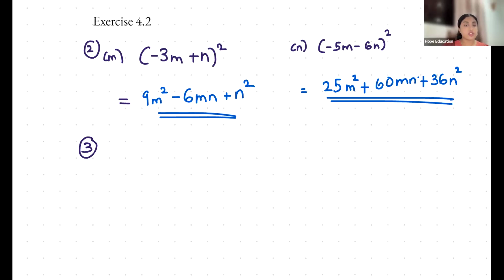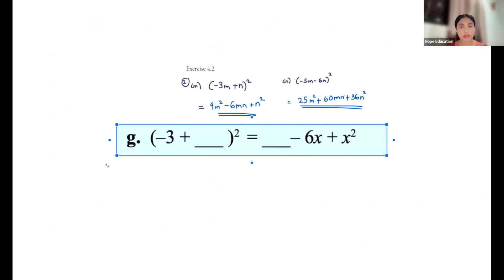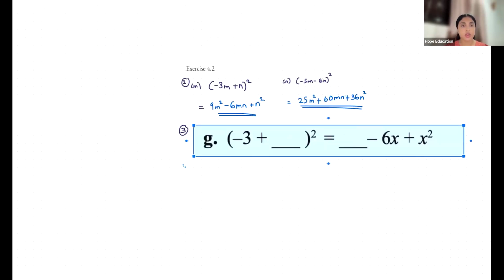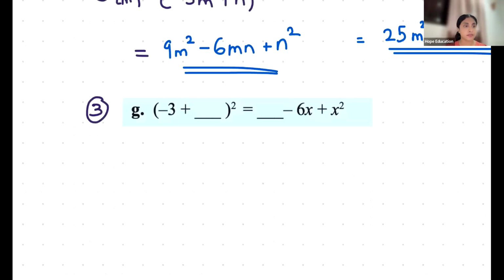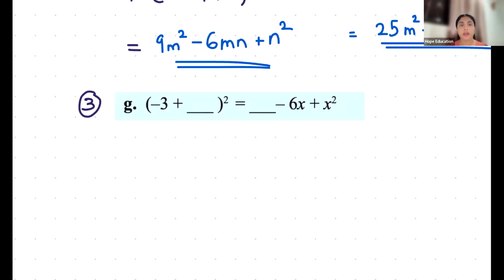Okay, third decay, we'll do G. Let me get the question to the whiteboard because I don't want to really copy this. All right. We have to fill in the blanks, no? What comes to the blank here? Whatever you put. Yes? What comes to the blank there?